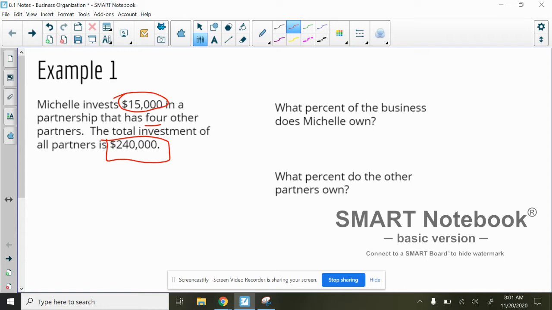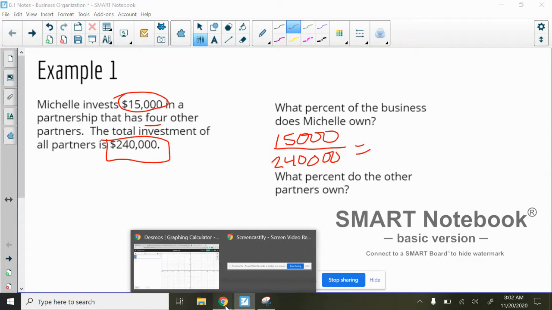So if we want to find the percent that she owns, we're going to take the amount that she's invested, which is $15,000. And we're going to divide it by the total investment of all 5 people, $240,000. And then we are going to put that into the calculator. We are going to round this to the nearest whole percent.